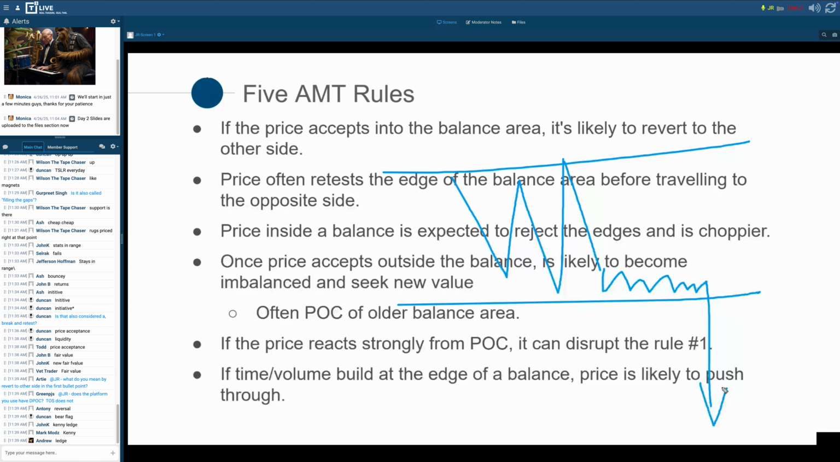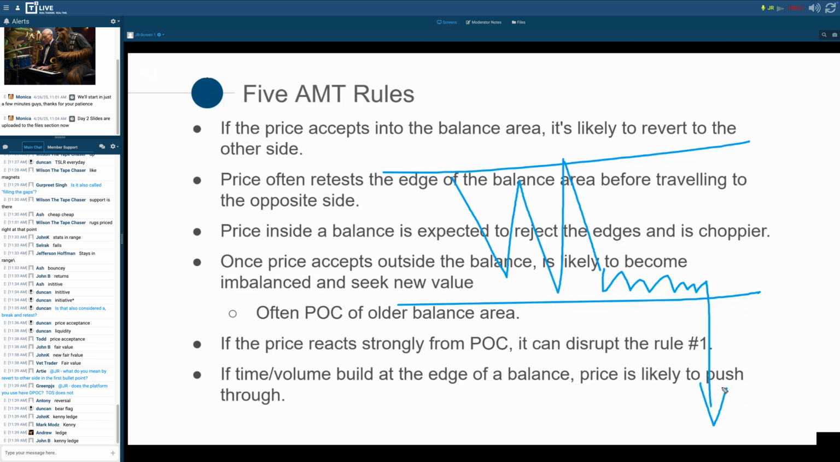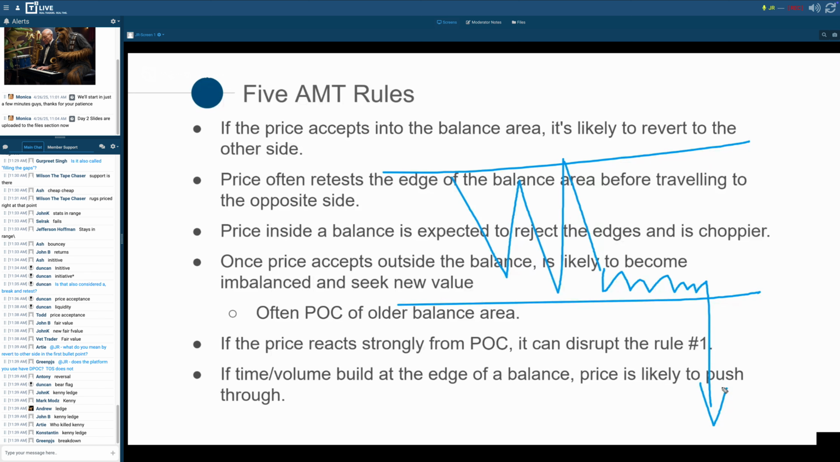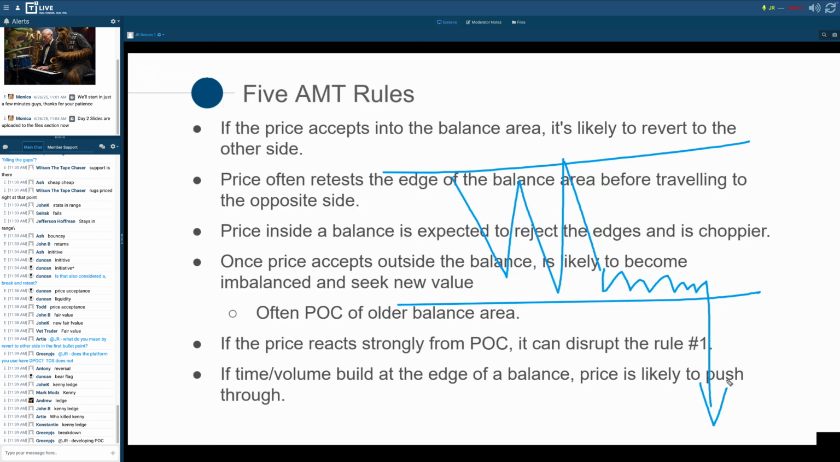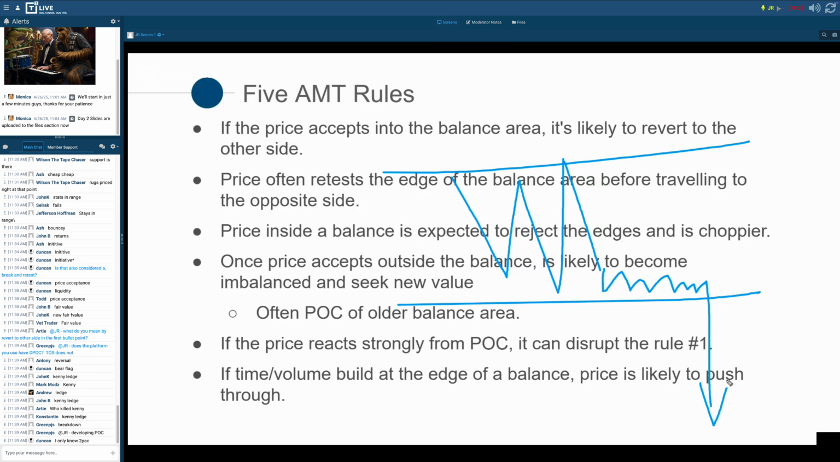Does the platform use Deepak? I use VPOC. I don't know what Deepak is. Is that a dynamic point of control? No, I mean point of control is always developing. You only know Tupac.